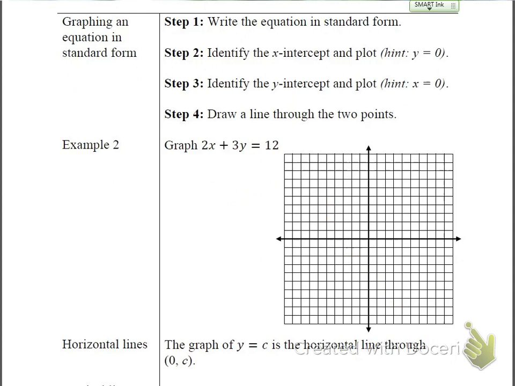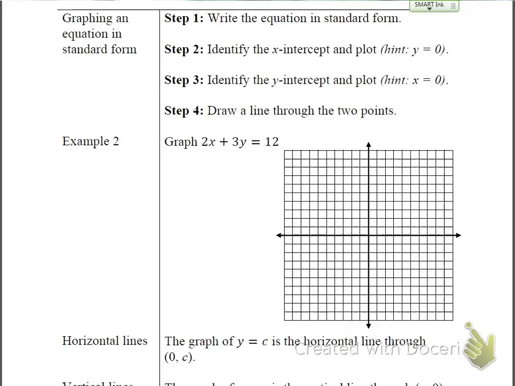Same thing, step 1, make sure it's in standard form. Step 2, we want to identify the x-intercept and plot it, meaning that our point is going to be right here on the x-axis. So to find the x-intercept, you're going to plug in 0 for y. Step 3, you're going to identify the y-intercept, and the y-intercept is where we cross the y-axis. So you are going to plug in 0 for x, and that gives you your 2 points, so you can draw a line through it.